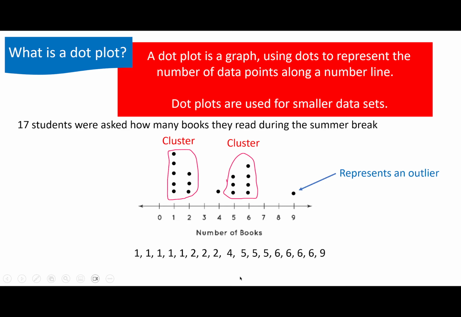From this, you can calculate the mode, the median, the mean, and the range. So the mode is 1. There are 5 of them. That's sometimes called the peak. The median is 4. There are 8 to the right and 8 to the left. If you calculate the mean, you find it to be 4 as well. The range is 8. 9 minus 1 is 8.